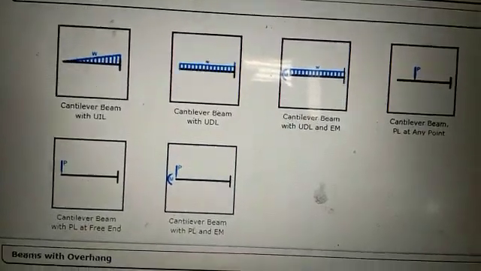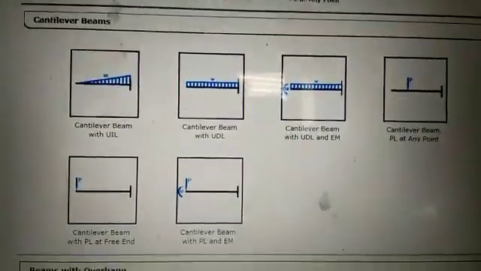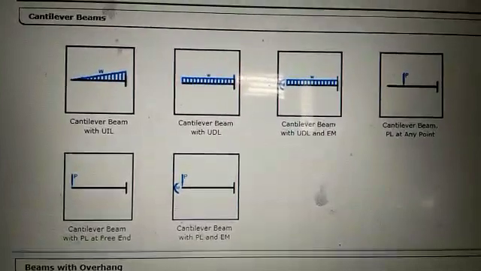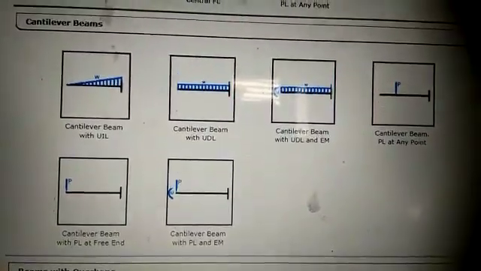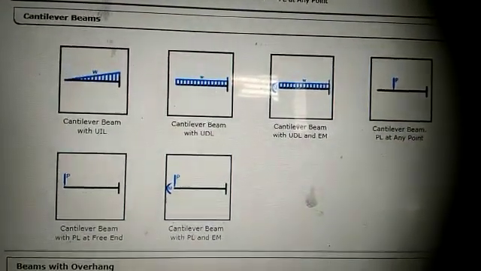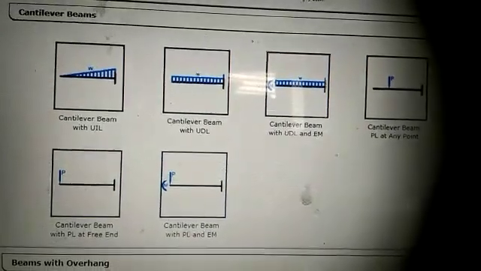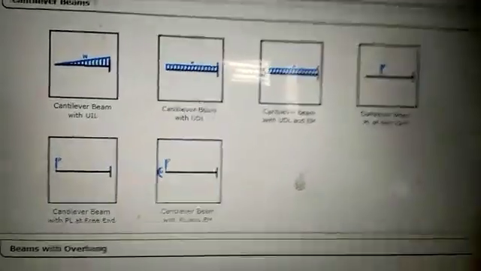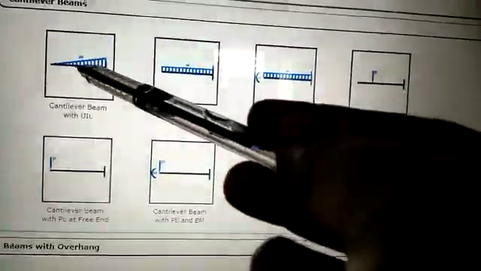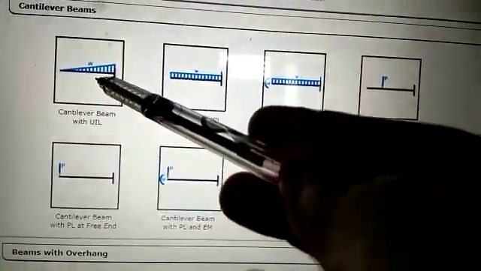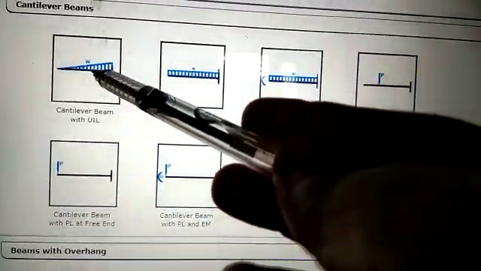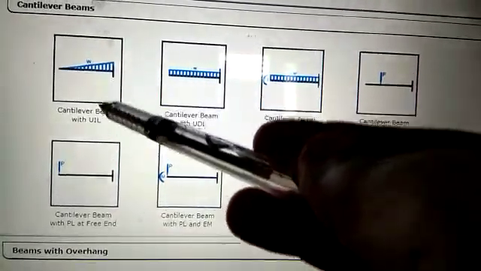cantilever beam. This can be seen on our chhajjas of our windows. They are cantilever in nature. They are fixed at one end and free at the another end. Now let us understand the types of loading which can be there on a cantilever beam with UDL.